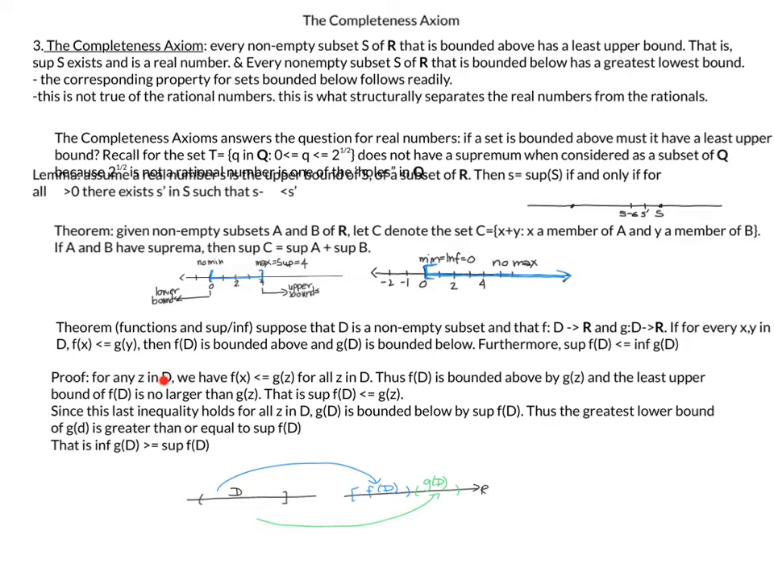That is, if you have a z in D, and f of x, the image of f, is always less than the image of g, then f of D is bounded above by g of z. And the least upper bound of f of D is no larger than g of z. That is, the sup of f of D is less than or equal to g of z. Since this last inequality holds for all z and D, then also g of D is bounded below by f of D, thus the greatest lower bound of g of D is still greater than or equal to the sup of f of D.